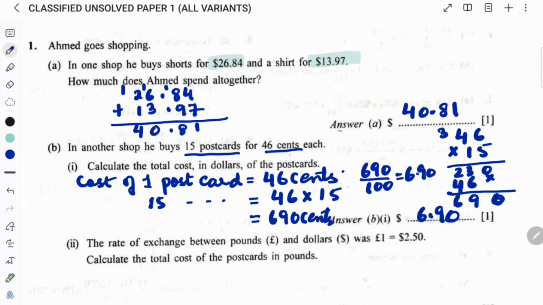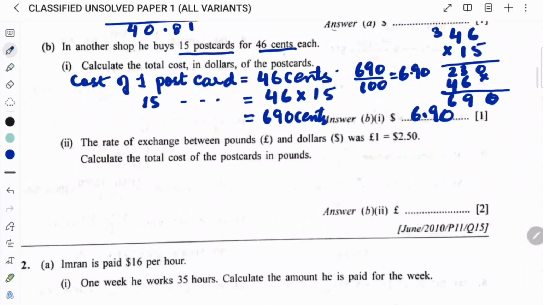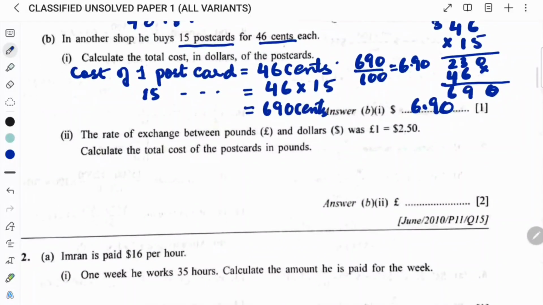All right, the next part of the same question, this is the exchange rate question. Part 2 of B, the rate of exchange between pounds and dollars is 1 pound is $2.50. So we'll do it by the ratio method. It's very easy. Calculate the total cost of the postcards in pounds. In pounds they are asking.